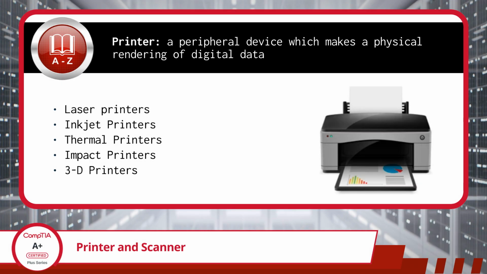Starting with printers, a printer is a peripheral device which makes a physical rendering of digital data, usually on paper, or creates a physical object from a three-dimensional digital model, in the case of a 3D printer. Some of the most common printer types are laser printers, inkjet printers, thermal printers, impact printers, and 3D printers.